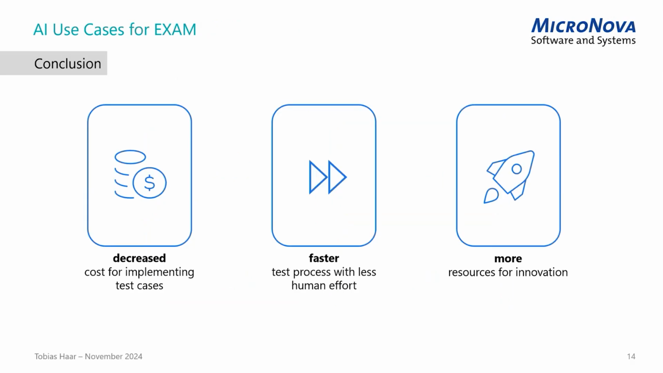For a general conclusion of what AI use cases bring for exam: obviously, we can decrease the cost for implementing test cases with the TCG, which is a proven best practice tool for decreasing costs for test implementations. We can also speed up processes, not only testing processes, but also onboarding processes, with less human effort. And the people who are freed up can then be used to innovate, basically. They can develop new functionality or take care of other tasks. So all in all, we have a win-win-win situation. Thank you for your attention.